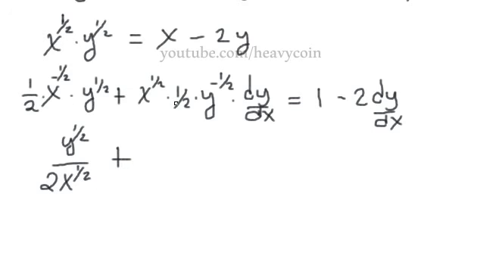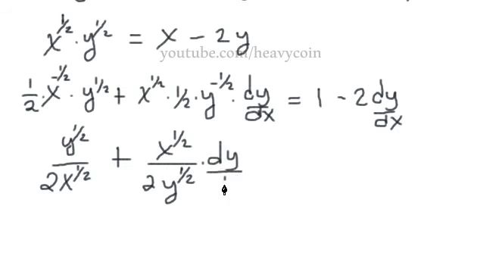Plus, and I think on this one here, I'll just go ahead and rewrite this also. So this is x to the half. This time stays up in the numerator. And 2y to the half times dy over dx is equal to 1 minus 2 times dy over dx.